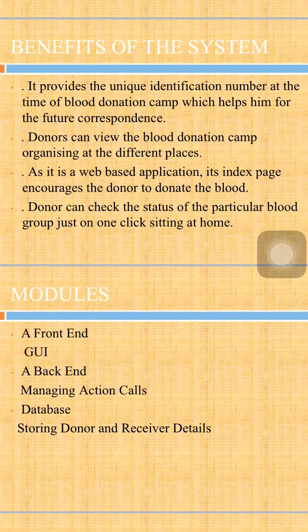Now the benefits of the system: it provides a unique identification number at the time of the blood donation camp, which helps the donor with future correspondence. Donors can view the blood donation camps organized at different places. As it is a web-based application, its index page encourages the donor to donate blood. A donor can check the status of a particular blood group with just one click, sitting at home.